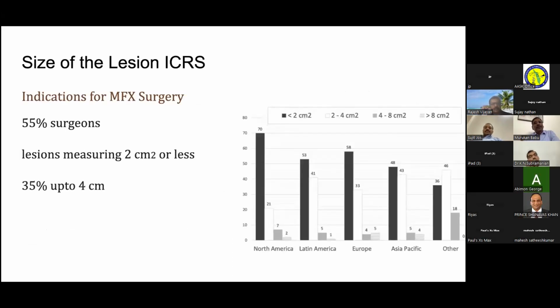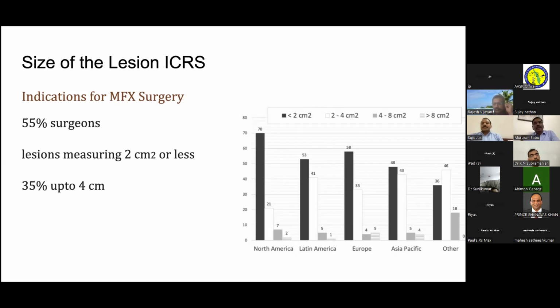So they have taken different things into consideration. One is the size of the lesion. This is just a survey-like study. About 55% of surgeons included in this study say that they do microfracturing for lesions less than 2 centimeters square, but another 35% do up to 4 centimeters square. If you look at this pie chart, the dark one is the less than 2 centimeters square group.